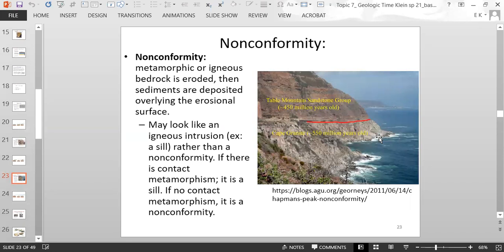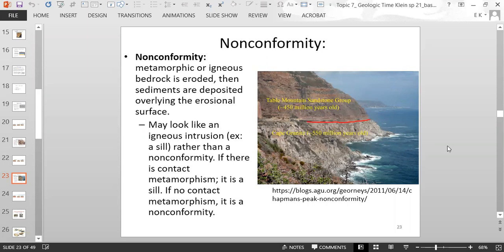Then we have a non-conformity. This is when metamorphic or igneous bedrock is eroded and then sediments are deposited on top of the erosional surface. So when you look at this diagram here, you have granite that's 550 million years old. And then on top of the granite, you have sandstone. So the red line is showing you where the non-conformity is.